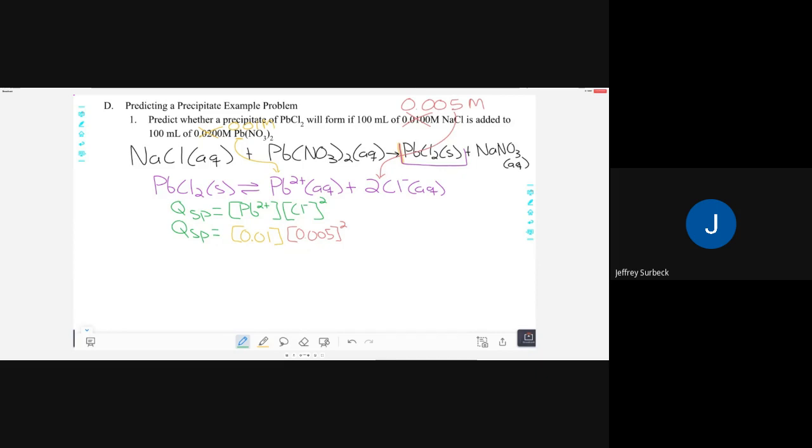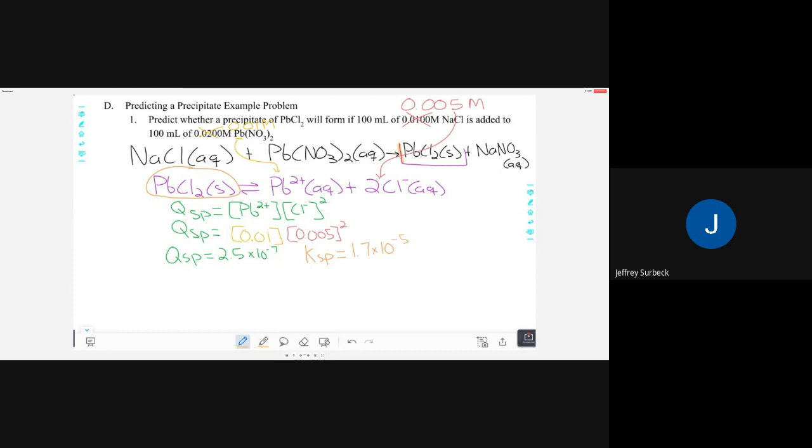So I'm going to plug these numbers in, and I'm going to say, in my calculator, my Q is this, 2.5 times 10 to the negative 7. Now, I need somebody to help me out here. For PbCl2, what is the value for that Ksp? It is 1.7 times 10 to the negative 5. Okay, 1.7 times 10 to the negative 5.